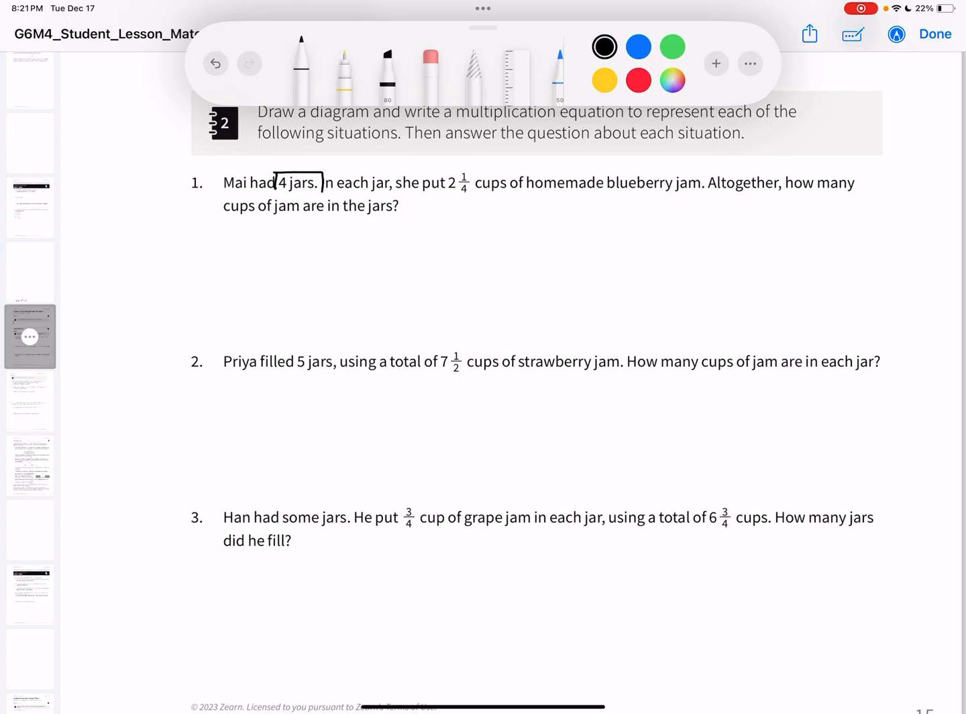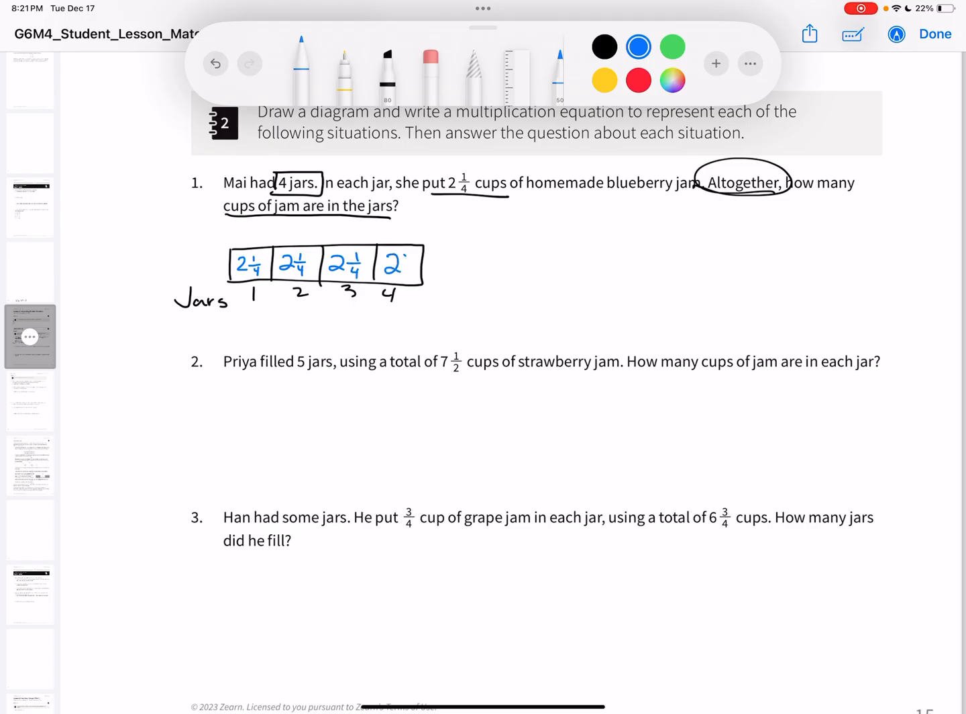Okay, so we have 4 jars, 2 1/4 cups in there, and then we are trying to figure out altogether how many cups of jam are in the jars. Okay, so this is what this is going to look like. We're going to draw our diagram, and we have 4 jars. So we're going to split this into 4. All right, so these are our jars. And then in each jar, she puts 2 1/4, 2 1/4, 2 1/4. There we go.